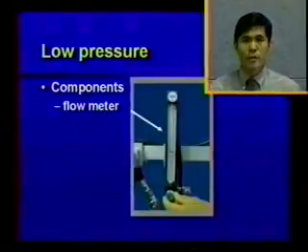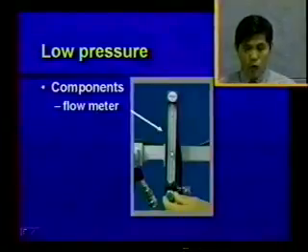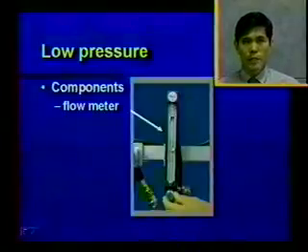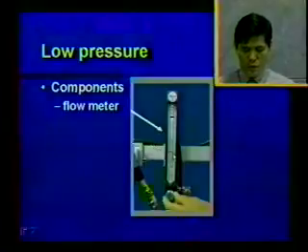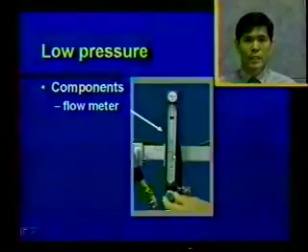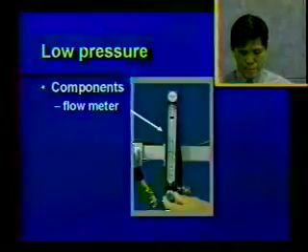This is a picture of a flow meter. As you could see here, there's a float inside a tapered flow tube, and the flow tube is really calibrated. Each flow meter is made for a specific gas. You cannot use this oxygen flow meter, for example, for nitrous oxide. Different gases have different density and viscosity.